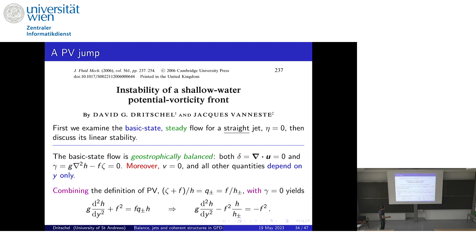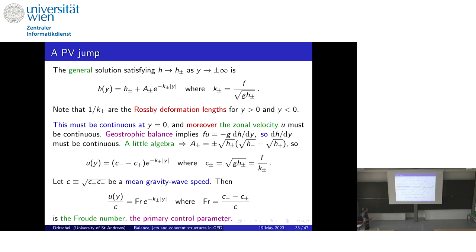For positive y, you have h plus, which happens to be less than h minus, and f squared on the right-hand side. When at infinity dh/dy goes to zero, we'll see that that's related to the zonal velocity, and you can see that h equals h plus or minus at infinity. So it satisfies that equation.